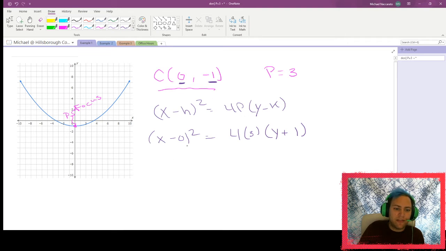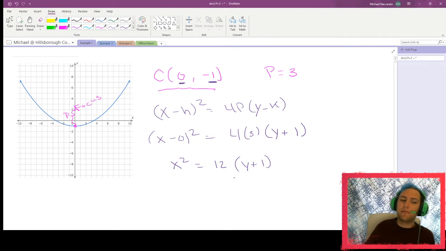And then it's just a matter of simplifying. x minus 0 is x, so I have x squared on this side. Here, 4 times 3 is 12. And then I have this y plus 1. This would be the standard form. If we want to leave it in standard form, this would be it. But they asked us to put it in vertex form on IXL. So what we're going to start by doing is we're going to divide by 12.